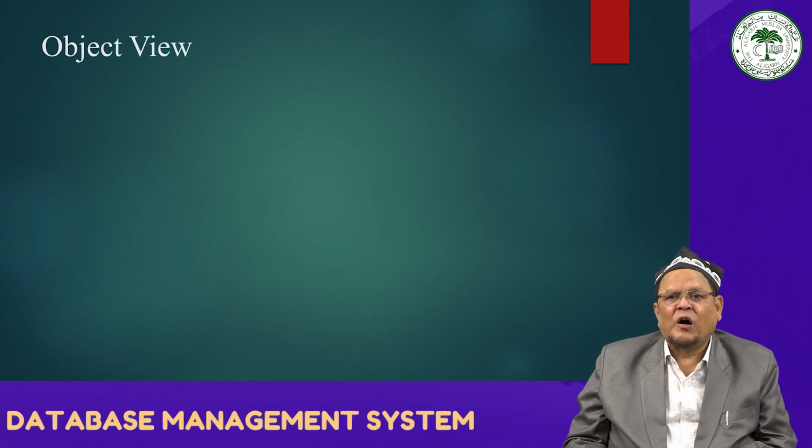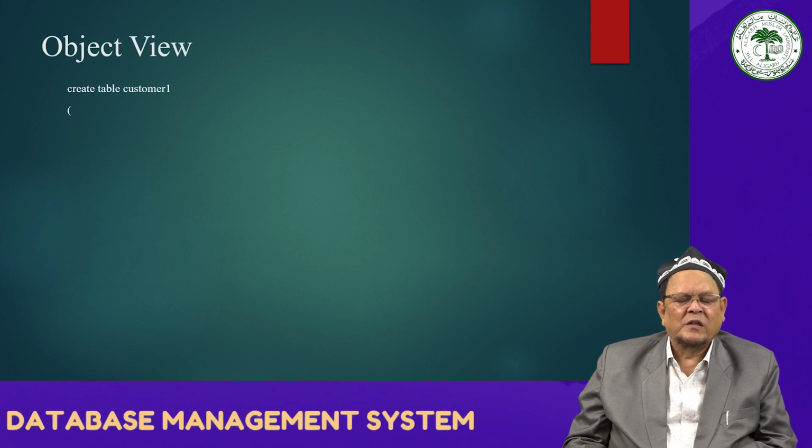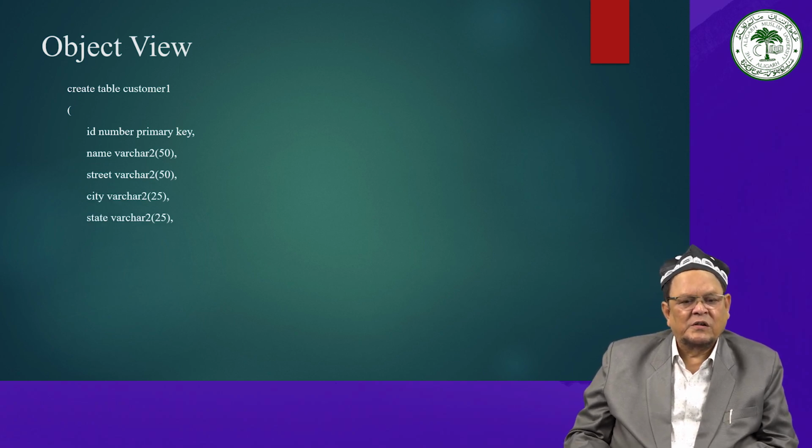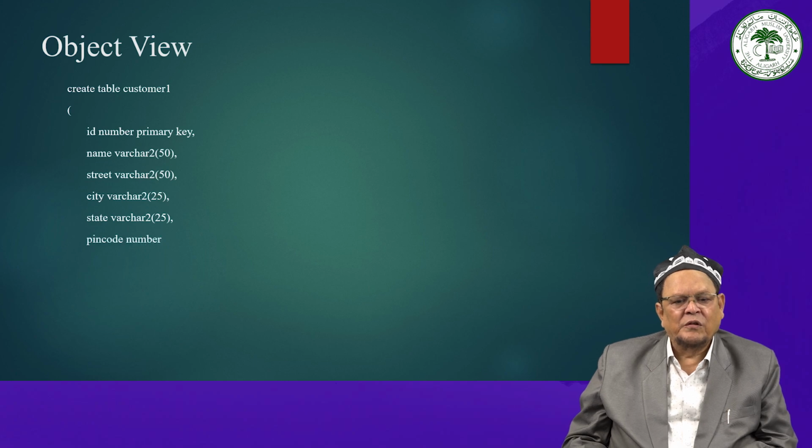Then you come to the object view. For that you have to create table customer 1. For that you have ID number primary key, name varchar2 50, street varchar2 50, and the city varchar2 25. Then state varchar2 25. Then pin code. Then you have to define the variables.